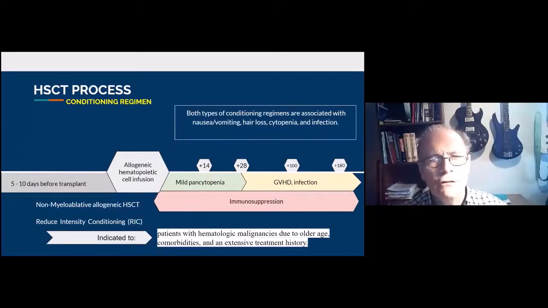In the case of reduced intensity conditioning regimens, these kinds of conditioning regimens are indicated for patients with hematologic malignancy due to older age, with comorbidities and extensive treatment history. Once again, in the first month, mild pancytopenia is the main thing to look for. The immunosuppression goes away during the post-transplant period. And remember that both types of conditioning regimens are associated with nausea, vomiting, hair loss, cytopenia, and immunosuppression.